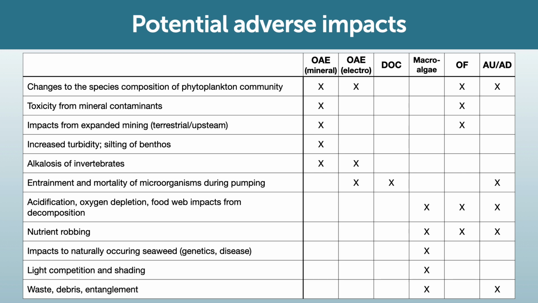Potential adverse impacts from mCDR methods are more varied. Any mCDR approaches that boost phytoplankton production, which includes alkalinity enhancement, ocean fertilization, and artificial upwelling, could cause a change to the species composition of the phytoplankton community, which could have implications for animals up the food chain, including commercially harvested fish species. Those that involve mineral inputs, namely mineral OAE, including enhanced rock weathering and iron fertilization, may introduce contaminants that are found in those minerals.